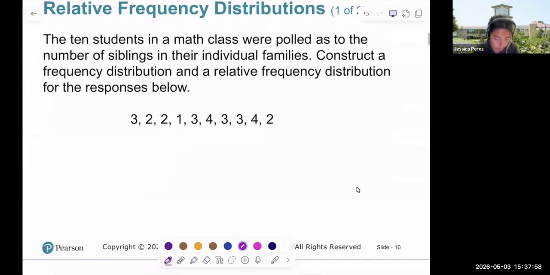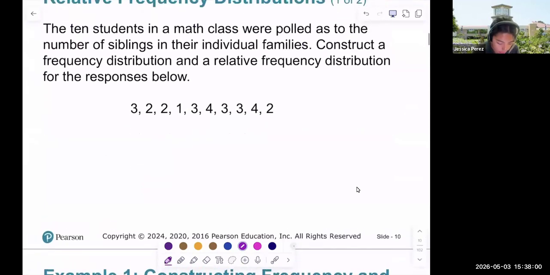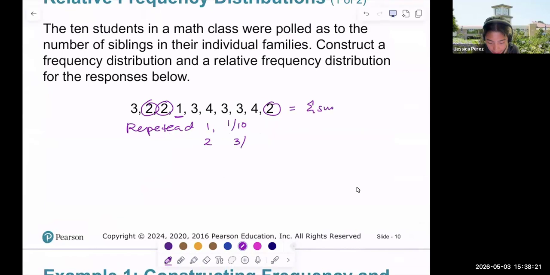So the first thing you want to do is you notice that you have repeated values. So you have a 1, so only 1. And then the 2 will have 1, 2, 3 twos. So there's 3 out of, here we have 1 out of 10 because 1, 2, 3, 4, 5, 6, 7, 8, 9, 10. The sum is 10. So 10 total values.